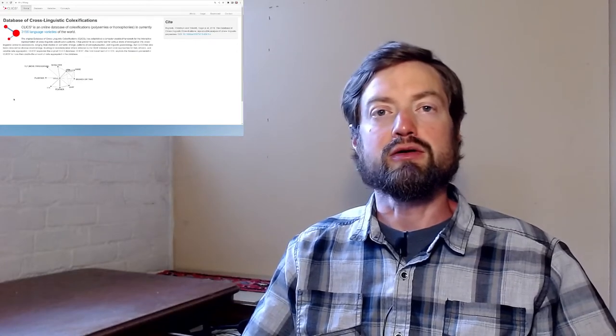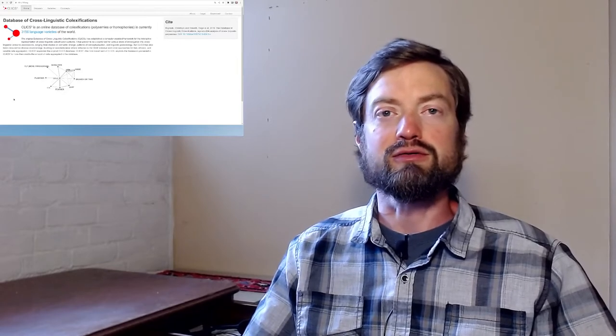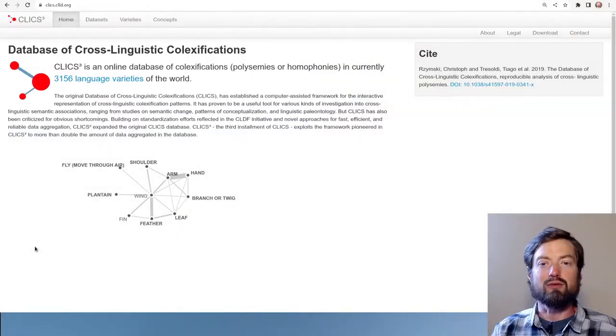Here's another fun little linguistics toy to play with, and it's called CLICS, or CLICS³, which is a lot easier to say than the full form of its name, which is the Database of Cross-Linguistic Colexifications. Just saying that really sounds like some real good techno babble. It just sounds so technical and scientific, fun to say.